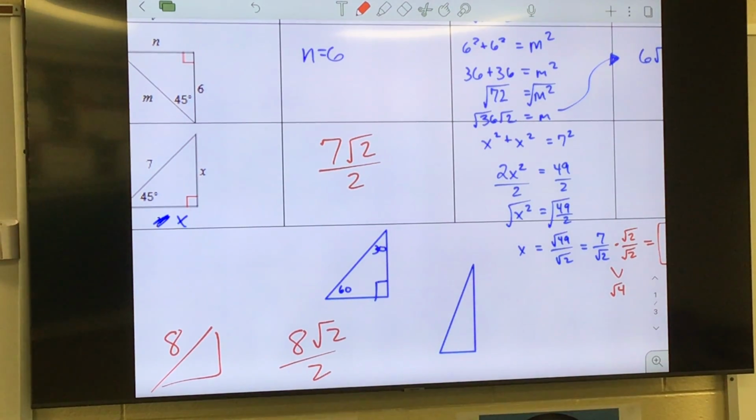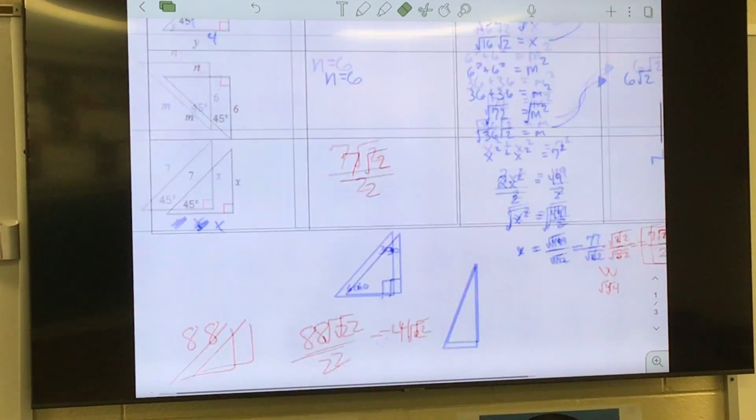But then that one would simplify, right? It would simplify to 4 radical 2. So that happens a lot. There are a lot of patterns with these special right triangles. It just all depends on how much time you want to take to figure out those patterns and to learn and memorize them, right?